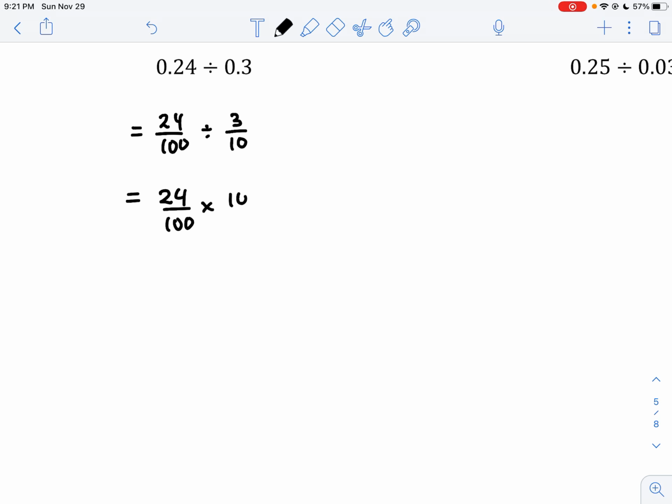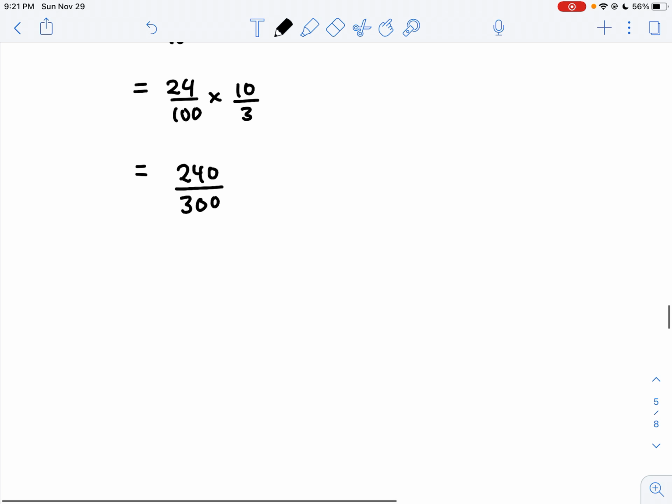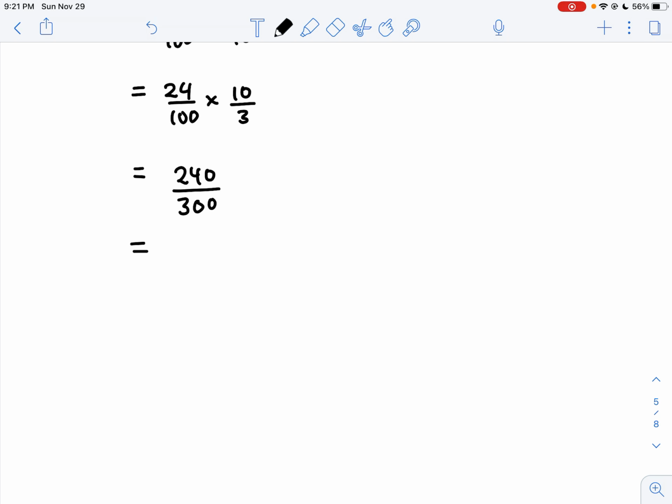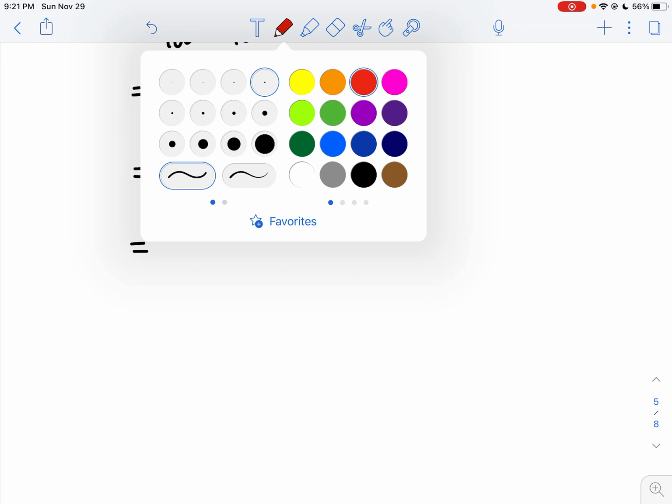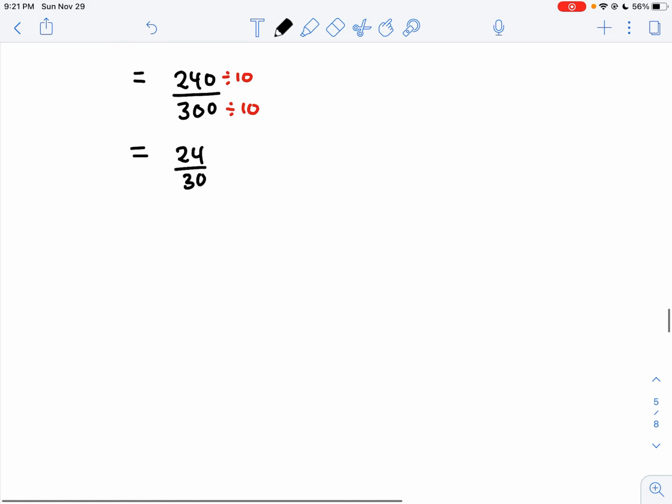So we're going to multiply, let me use an x there instead of a dot, multiply by 10 thirds, and then you simply multiply across, and then try to simplify the result. So 24 times 10 is 240, and 100 times 3 is 300. And then ask yourself, okay, I could divide each of these by 10 to begin with. So I'll get rid of the extra zeros and rewrite this instead as 24 thirtieths. Then I see that 3 divides into 24 and into 30. So 3 goes into 24 8 times, and 3 goes into 30 10 times.